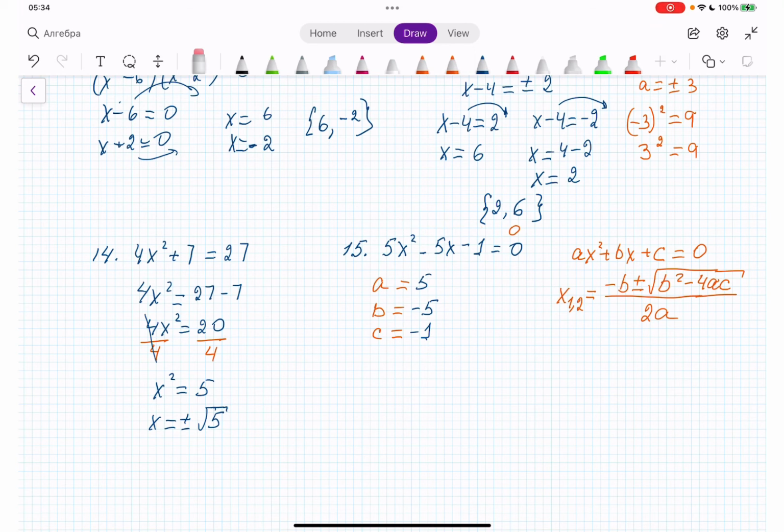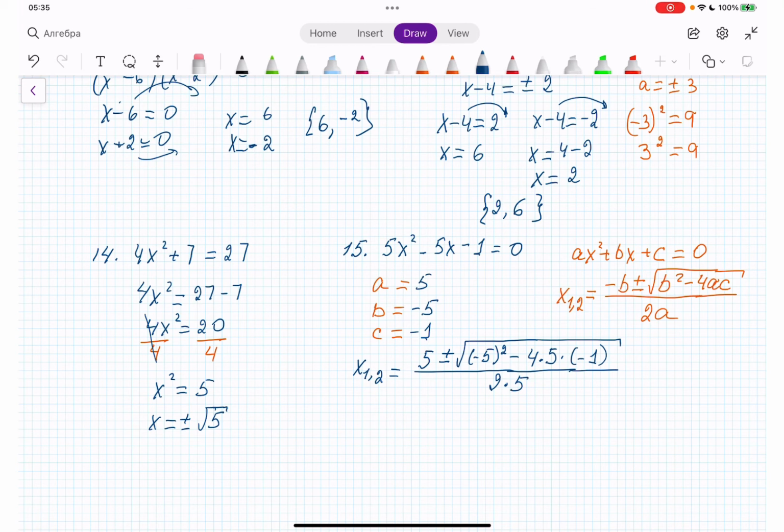All right, so as not to make a mess. So x1,2 is equal to negative b. If my b is negative 5, then negative b will be positive 5. Then plus minus the square root. We have b squared, so negative 5 squared, minus 4 times a, which is positive 5, times c, which is negative 1, and divided by 2a. 2 times a, which is 5.